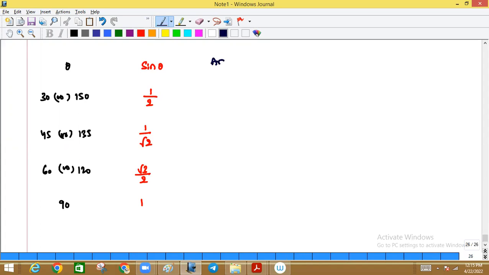Area of rhombus is what? When the angle between them is given, we know that it is A square by 2, A square by root 2, root 3 by 2 A square.